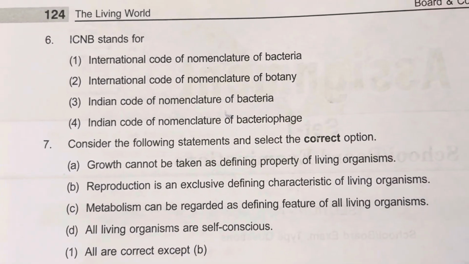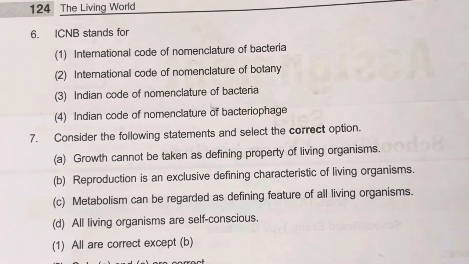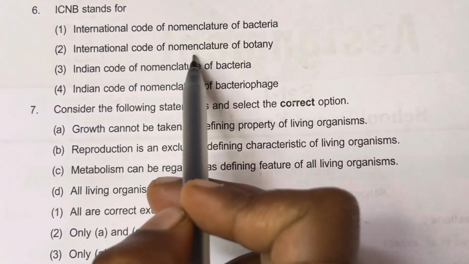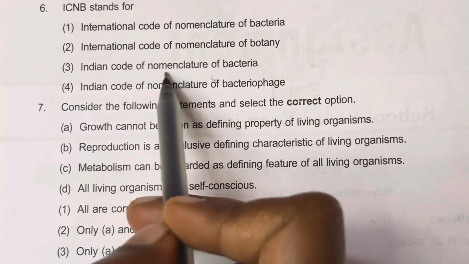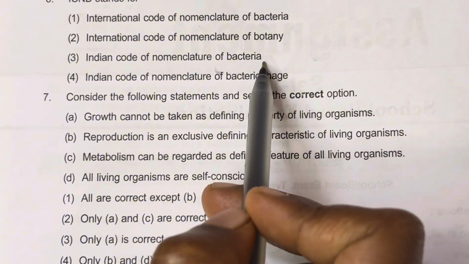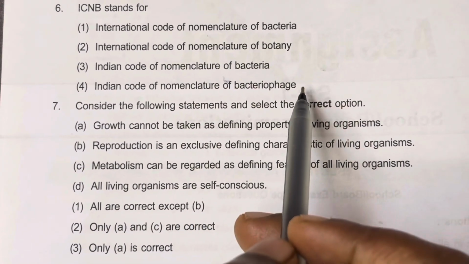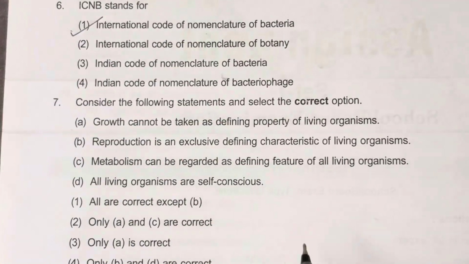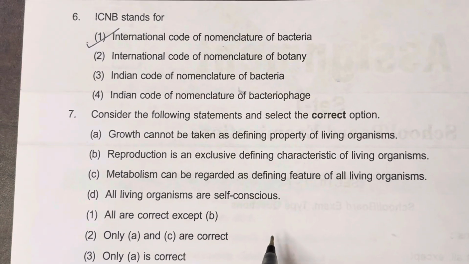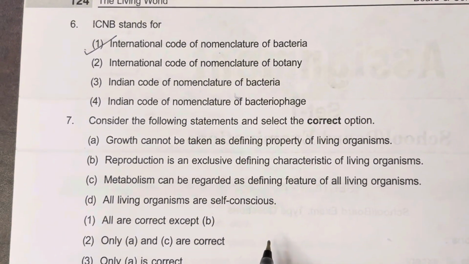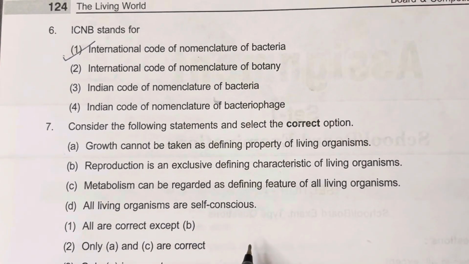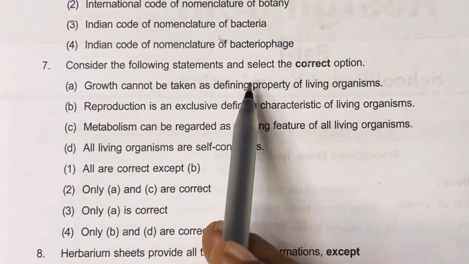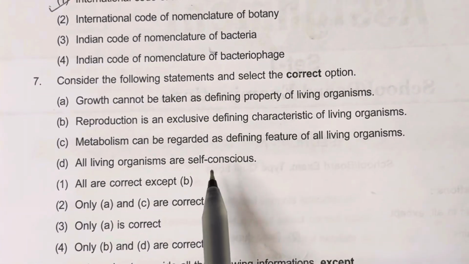Sixth question, ICNB stands for: International Code of Nomenclature of Bacteria, International Code of Nomenclature of Botany, Indian Code of Nomenclature of Bacteria, Indian Code of Nomenclature of Bacteriophage. Here the right answer is International Code of Nomenclature of Bacteria, but ICBN stands for International Code of Botanical Nomenclature.